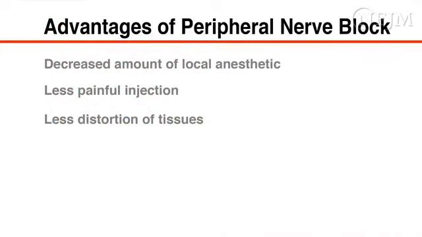An advantage of a peripheral nerve block for repair of a superficial hand laceration is that a decreased amount of a local anesthetic agent is required for anesthesia, which can decrease the risk of anesthetic-induced toxic effects. Other advantages as compared with local anesthetic infiltration are a less painful injection and less distortion of the tissue. These features can aid in repair of the laceration.